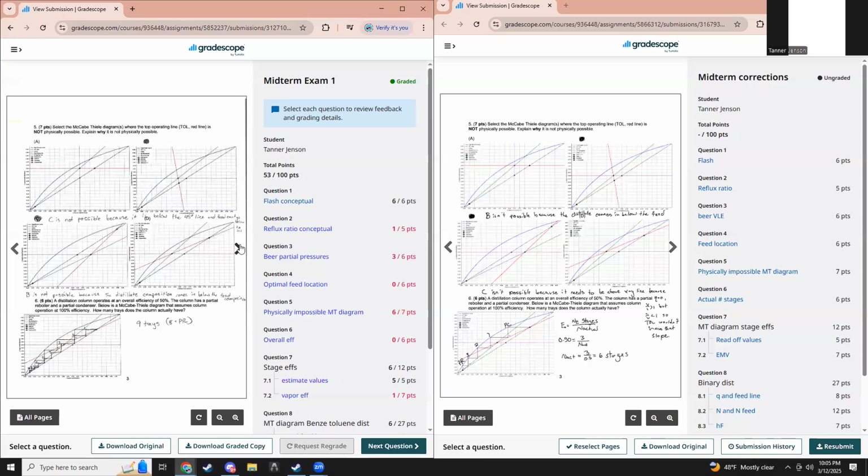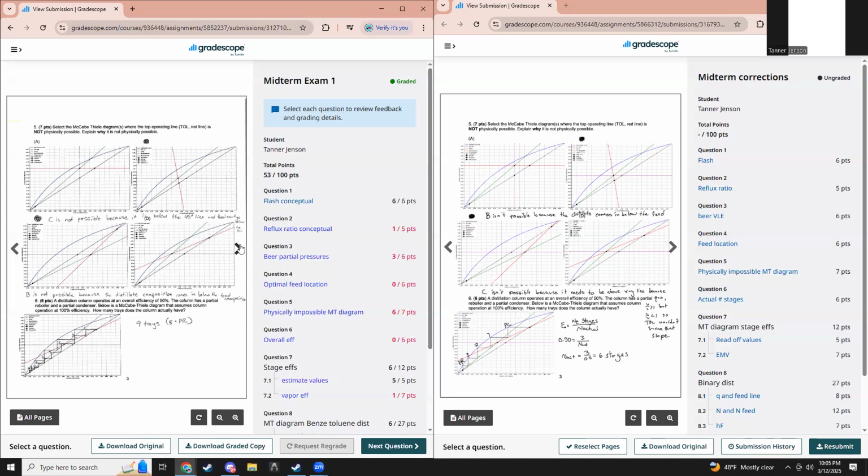That means the V over L is greater than one, but that also means the L over V is less than one. So the TOL, the top operating line, wouldn't have the slope that is just depicted there of greater than one. And in this, it's showing a positive, like 1.2 or something similar to that.